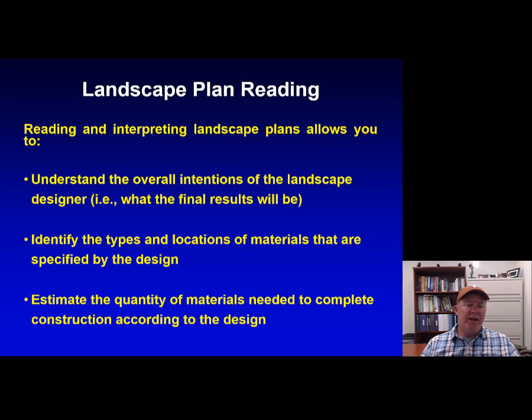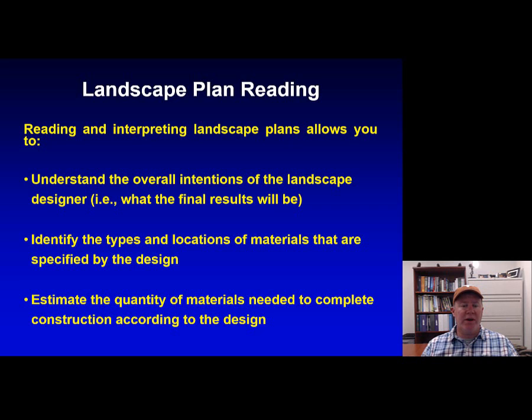It's going to help you identify the types and locations of materials that are specified by the design. You're going to be able to see which type of plant material the designer's calling for, what type of paving materials, what type of grass, or if it's sod, what type of mulch, if it's a hardwood mulch, brick chips, pine straw, pine needles. It's going to indicate which type of irrigation heads you're going to use for the job, type of irrigation controller. It's going to specify pretty much everything that the designer wants on his or her job.